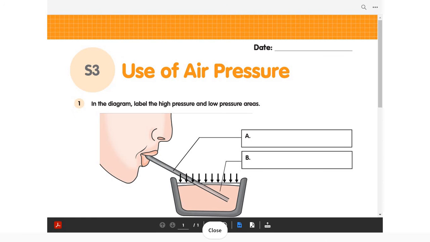Next, S3. Use of air pressure. First question is a diagram. In the diagram, label the high pressure and low pressure areas. There are two areas, A and B, isn't it? In that, which is high pressure and which is low pressure? Yes, B is high pressure and A is low pressure. Air pressure inside the straw reduces and air which is outside exerts more pressure on the water and pushes it in the straw. So, B is high pressure, A is low pressure.